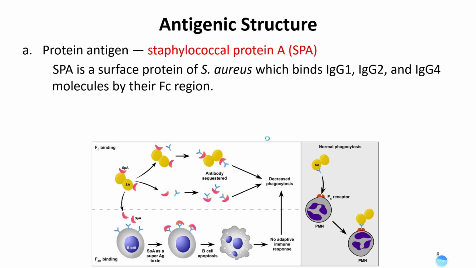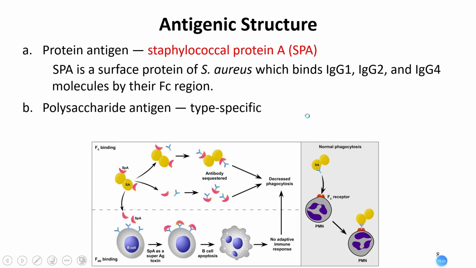And another function of SPA protein is that it can also act as a super antigen to B cells. It binds to the receptor on B cell, and that can activate the B cell, which leads to B cell apoptosis. It will kill the B cells. Once the B cells are killed, they are not able to produce antibodies. So this SPA protein can inhibit or decrease phagocytosis.